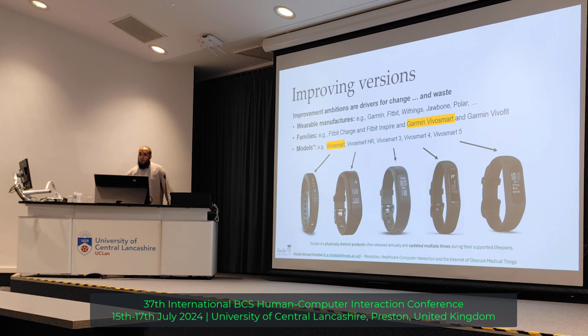And then the next thing is called models. Inside each family we have models. For example, we have Smart HR, 2, 3, like this. The reason I have highlighted these two is because of the ambiguity we faced in our research, which I will be explaining.